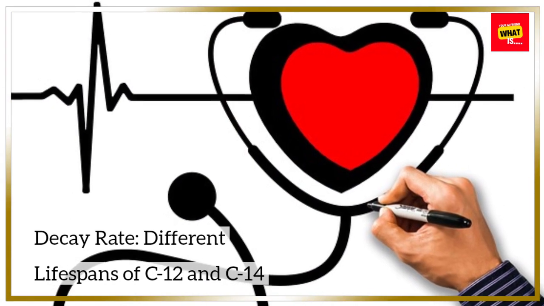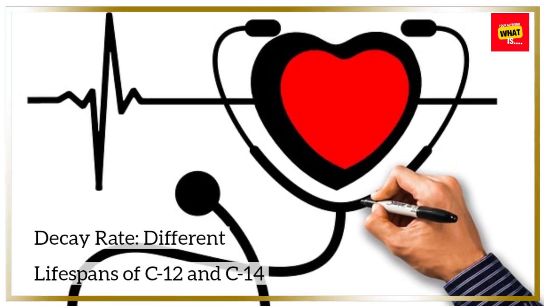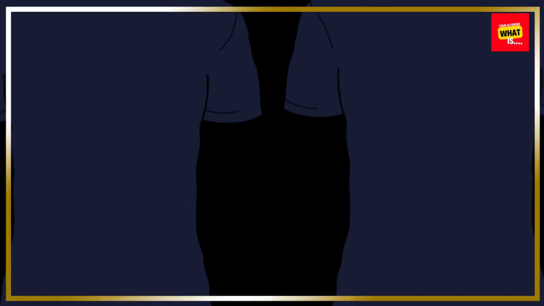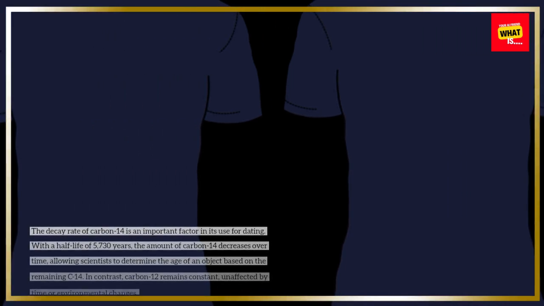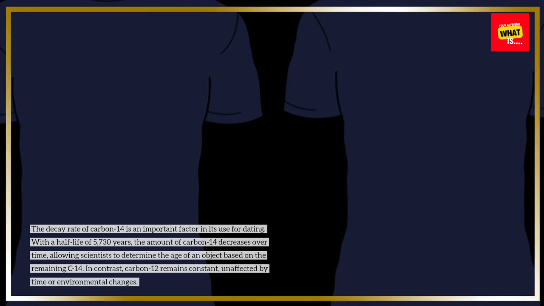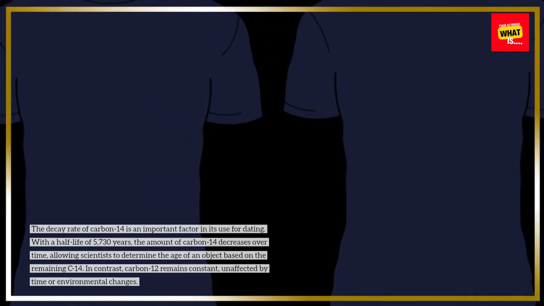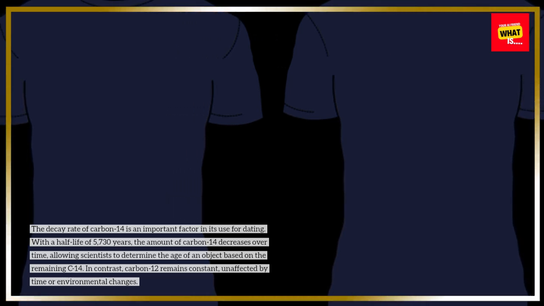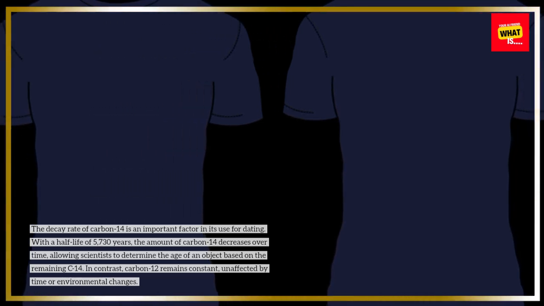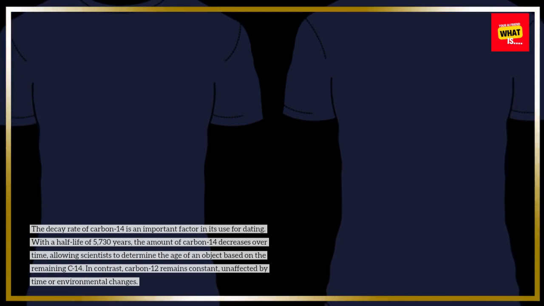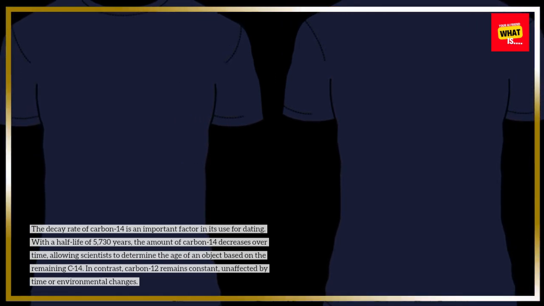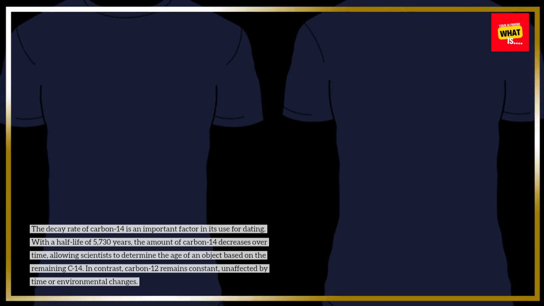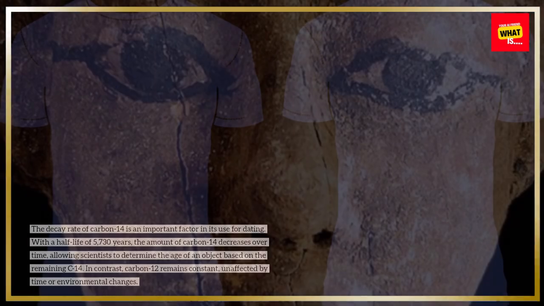Decay rate. Different lifespans of C12 and C14. The decay rate of carbon-14 is an important factor in its use for dating. With a half-life of 5,730 years, the amount of carbon-14 decreases over time, allowing scientists to determine the age of an object based on the remaining C14. In contrast, carbon-12 remains constant, unaffected by time or environmental changes.